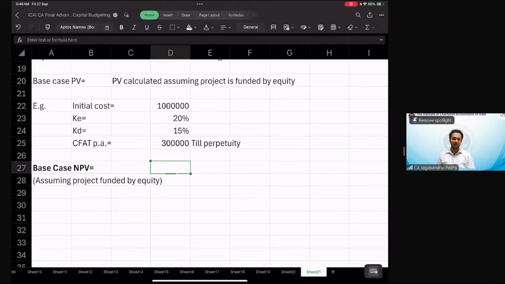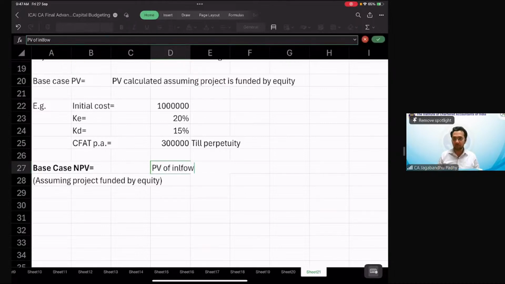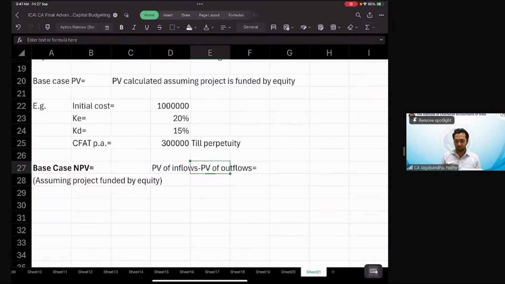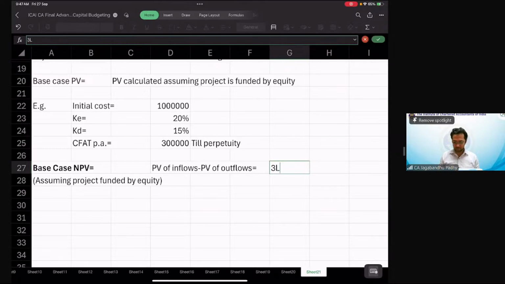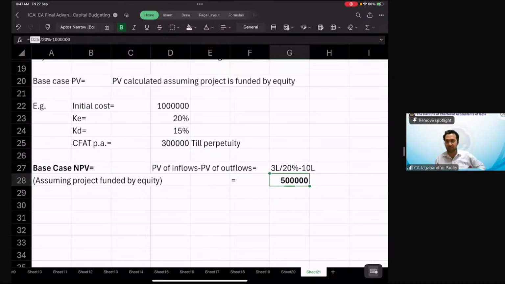So how do we get? Can anyone give me the NPV if you are assuming that project is funded by equity? If you are going to assume that project is fully funded by equity, what will be the NPV? Obviously, it will be present value of inflows minus present value of outflows, right? So that will be simply present value of inflow, 3 lakh divided by 20% minus 10 lakh, right? So that's going to be 3 lakh divided by 20% minus 10 lakh. So we get the base case NPV as 5 lakh.